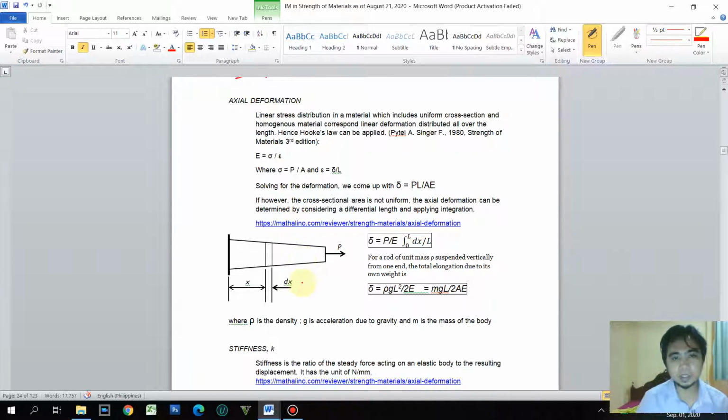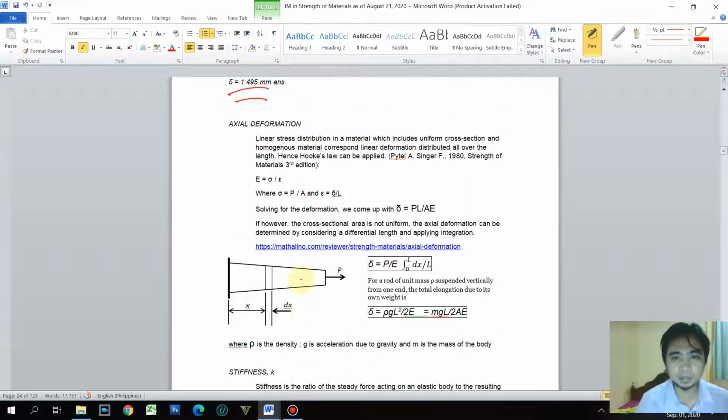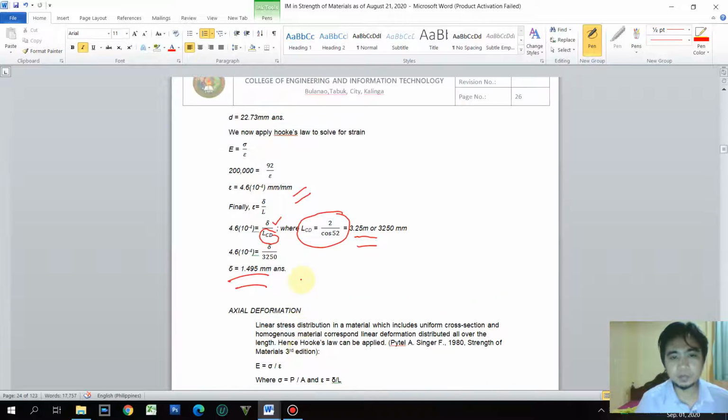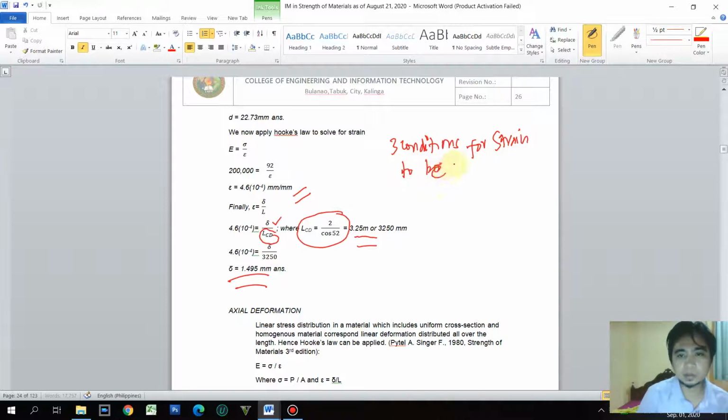So, we'll now proceed to examples of axial deformation. So, kapag axial deformation lang class, if we have a uniform cross-section, sabi natin, 3 conditions for the stress to be constant as well as the strain. So, 3 conditions for strain to be constant. So, number 1, dapat uniform cross-section.